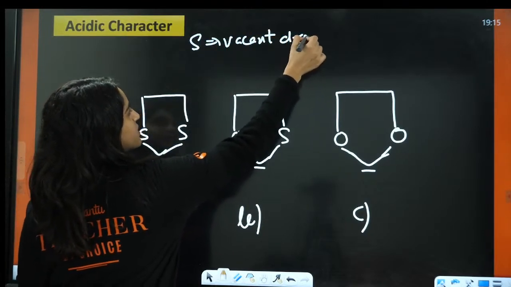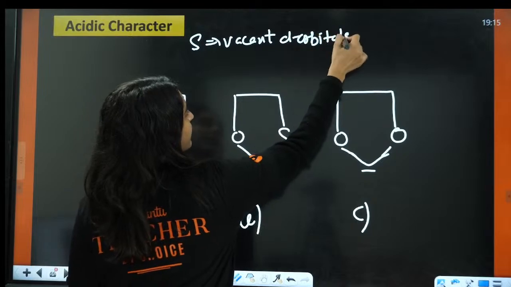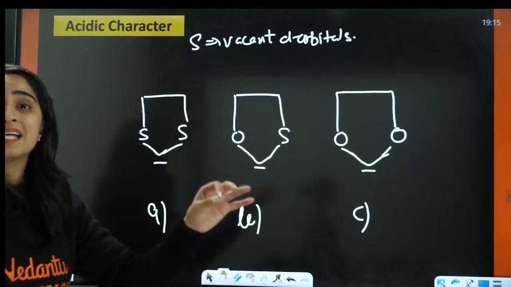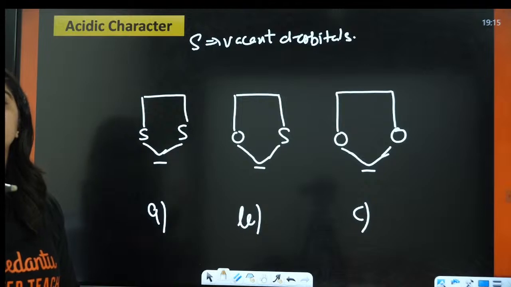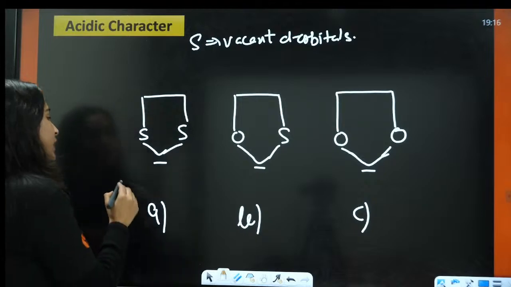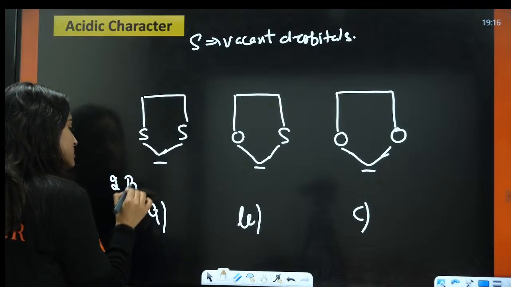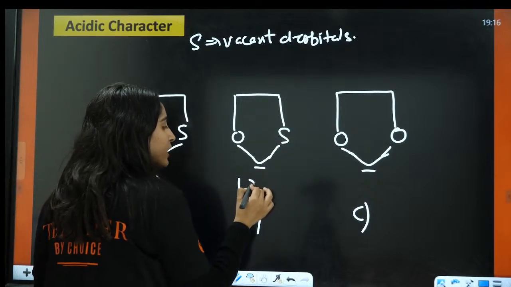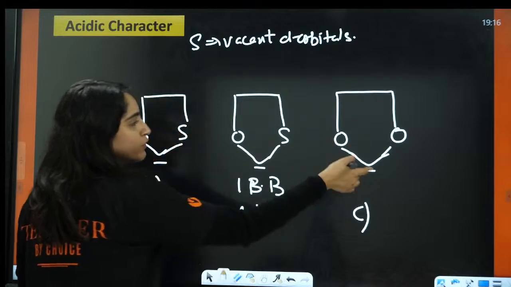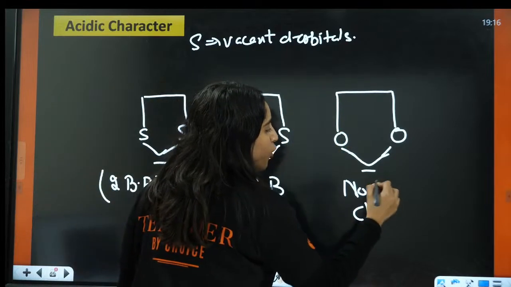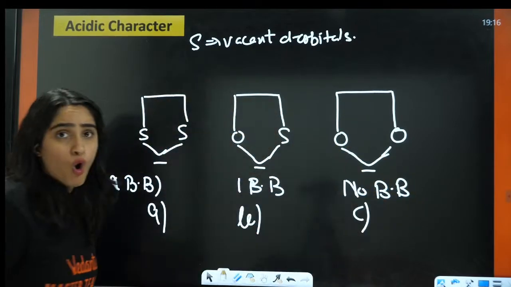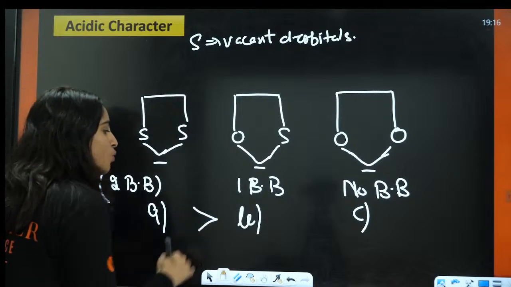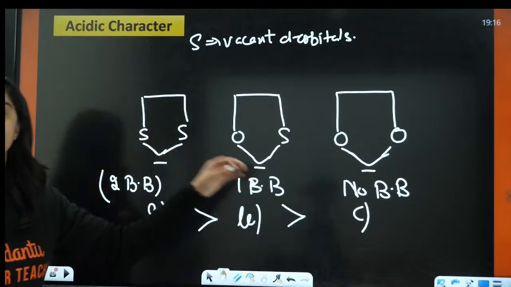Sulfur has vacant d orbitals. These vacant d orbitals will lead to back bonding. Here we have two back bondings, here we have just one back bonding, and here we have no back bonding. So in this case, A is more stable, then B, and then C.